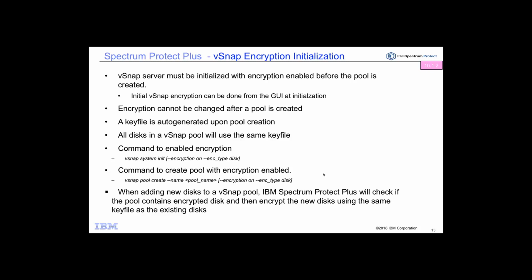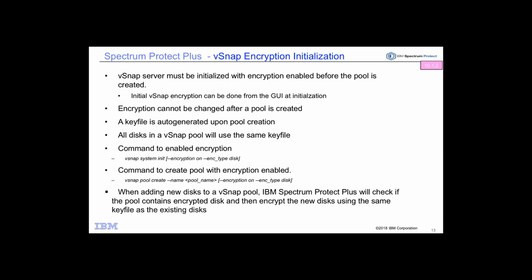As the first bullet at the top says, you can do it from the GUI at initialization. So at initialization of a VSnap repository, you can check Turn on encryption, and the encryption will be turned on. But after the pool is created, it is either on or off, and you can't change it. No matter how many disks are in the VSnap pool, it is going to use the same key file, which is automatically generated as we create the pool.